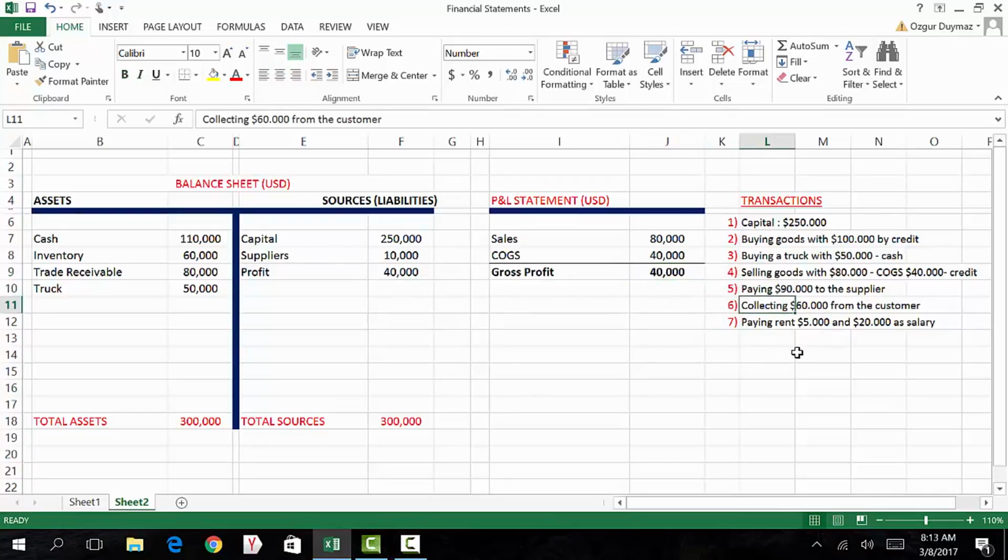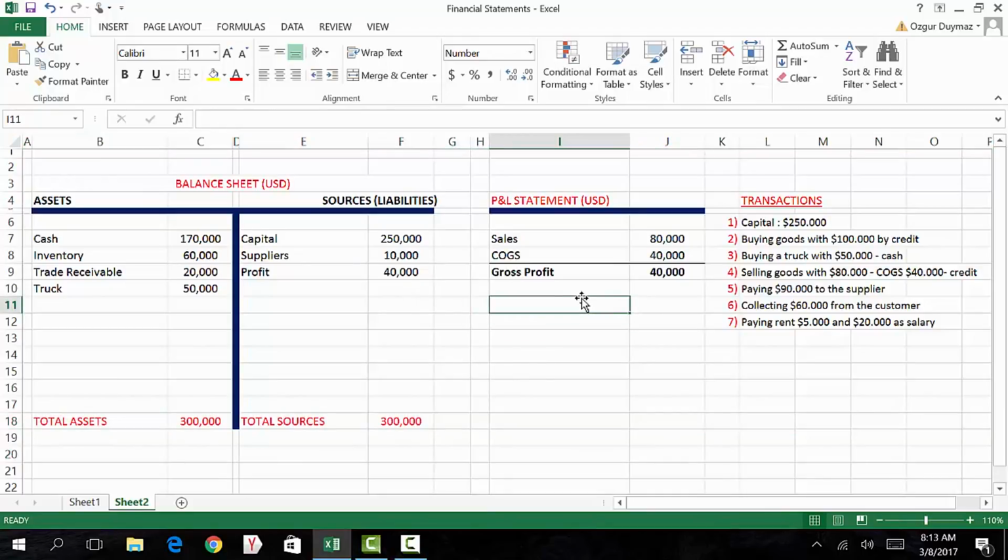And number 6, we also collect $60,000 from the customer. So $60,000 goes to cash. And you know, our trade receivable is not $80,000 now. It's $20,000 right now. They are still the same.